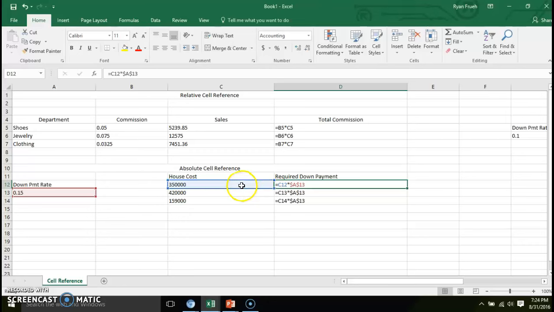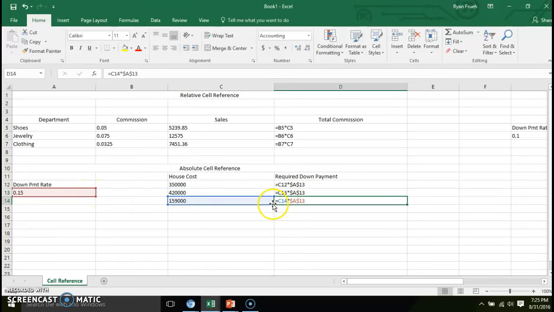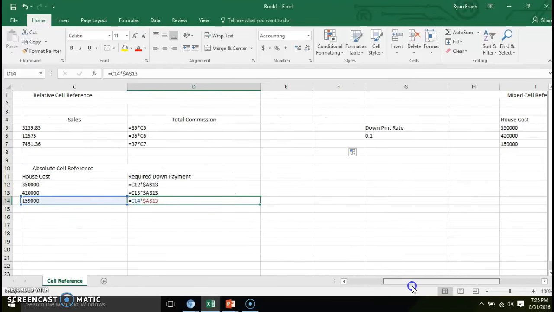So our cell reference is C12 times the absolute cell reference of A13. We look at the second house, again C13, multiplied by the absolute reference of A13. And then for the third house, again, C14 times the absolute cell reference of A13. So that's a quick example to illustrate how to use an absolute cell reference. Again, you would use this when you're using a static or a common cell reference to do computations across multiple cells or fields.